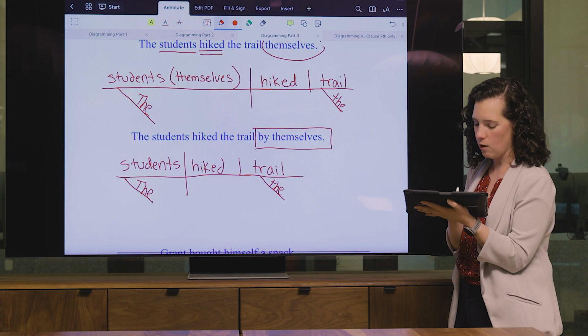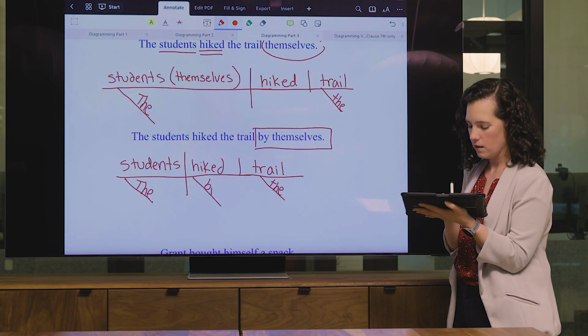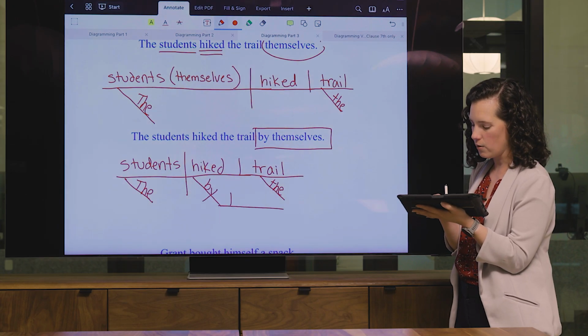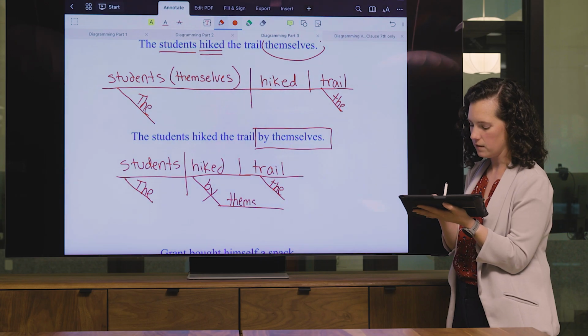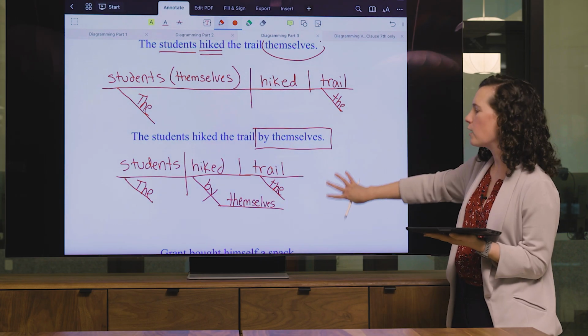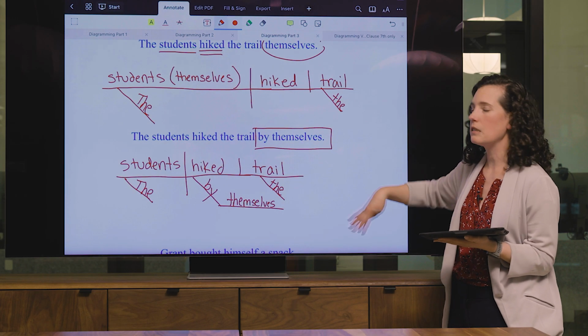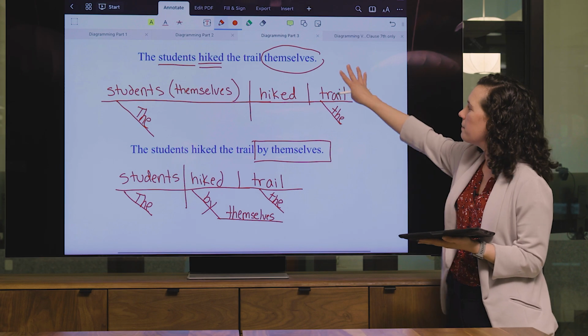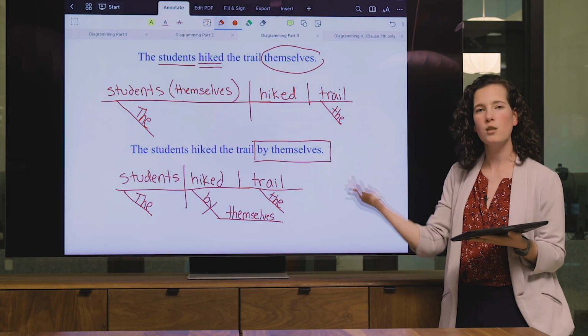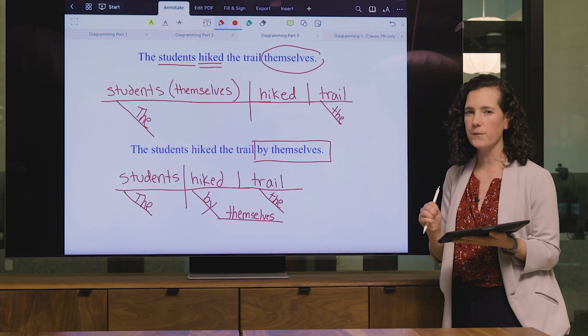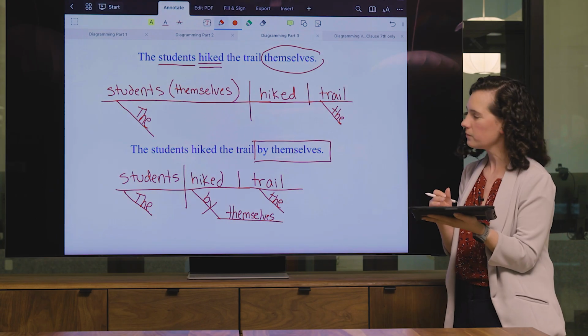So by themselves is a prepositional phrase. So we would diagram it just like we would diagram a normal prepositional phrase. Notice nothing goes in parentheses. This is an essential element. Up here, themselves is in parentheses because it's not essential to the sentence. It's just adding emphasis to the word students.